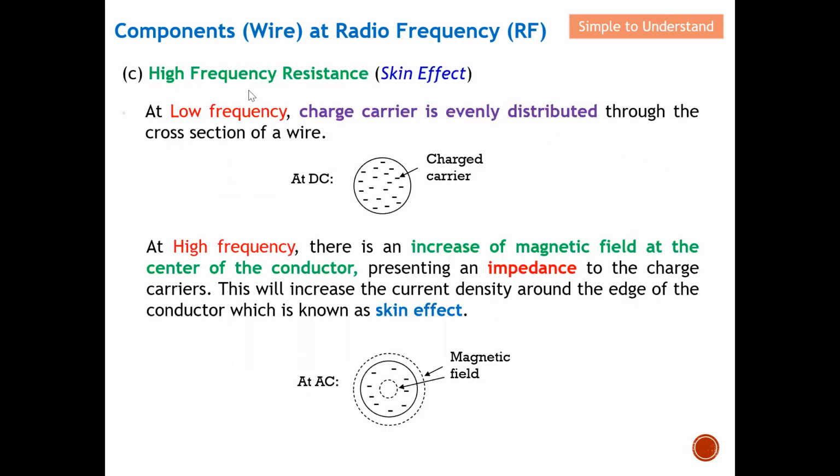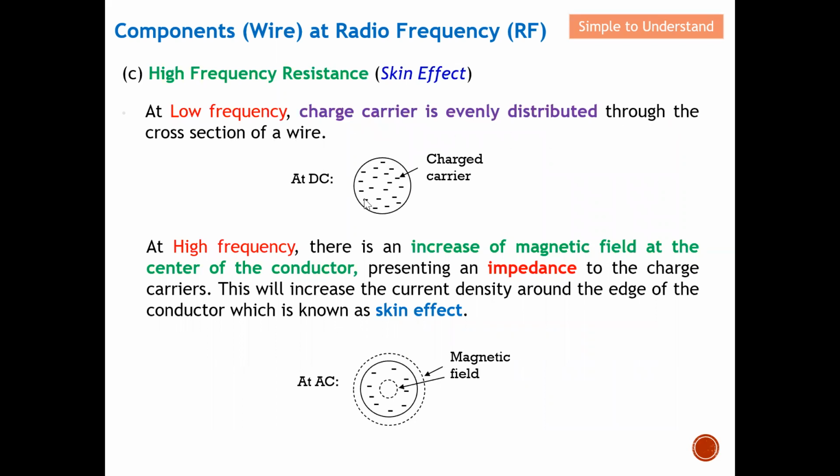Next, I'm going to discuss high frequency resistance, which is also known as skin effect. At low frequency, which means something like DC, the charge carrier is evenly distributed throughout the cross section of a wire.